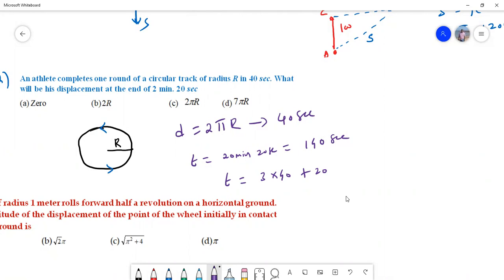So what does that mean? 3 40s are 120. It means that for every one round, that means after every 40 seconds, what is the displacement? 0. Why is displacement 0? Because again he'll come back to the same point.